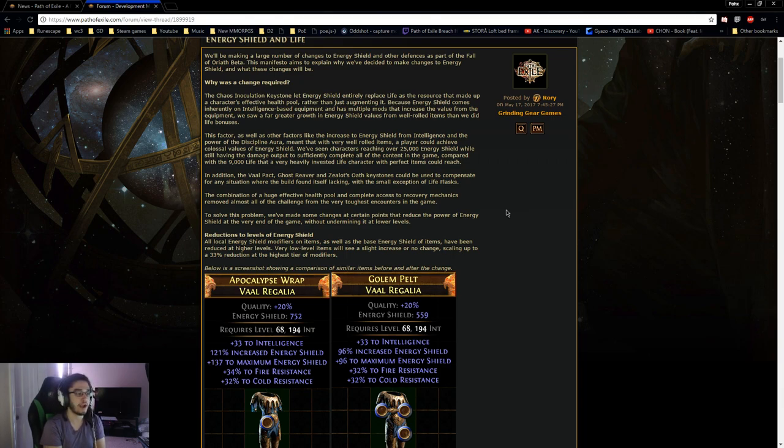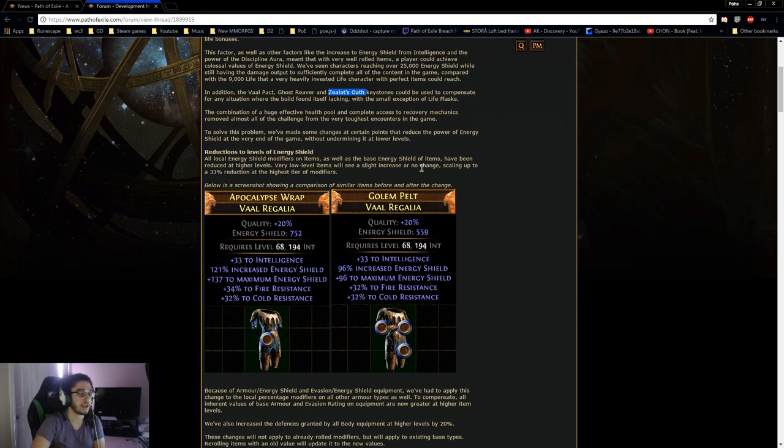In addition, the Vaal Pact, Ghost Reaver, and Zealot's Oath keystones could be used to compensate for any situation where the build found itself lacking, with the small exception of life flasks. Vaal Pact makes it so Leech applies instantly. Ghost Reaver turns Leech into Energy Shield, does not work for life gain on hit, and Zealot's Oath converts life regeneration to ES regeneration. The combination of a huge effective health pool and complete access to recovery mechanics removed almost all of the challenge from the very toughest encounters in the game.